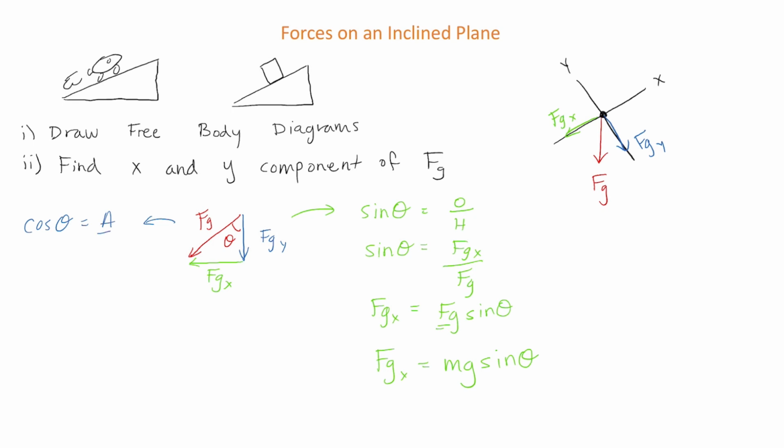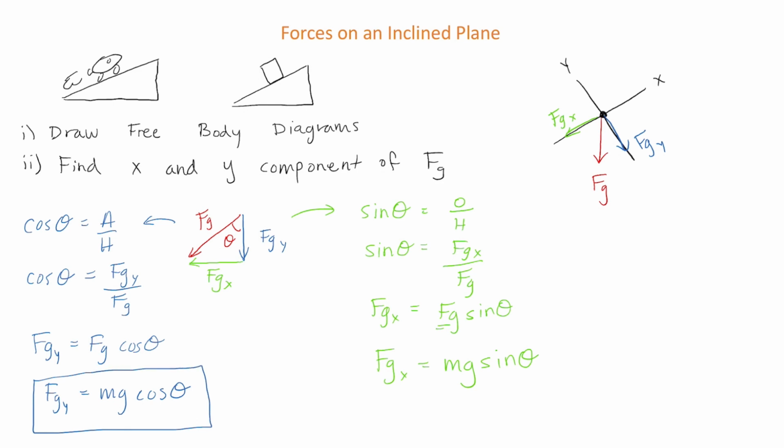We will use cos theta, which is equal to the adjacent side divided by the hypotenuse. The adjacent side is Fgy, and the hypotenuse is Fg. When we rearrange this equation and replace Fg with mg, we find that the force of gravity in the y component is equal to mg cos theta. And that is how you find the x and y components of the force of gravity.